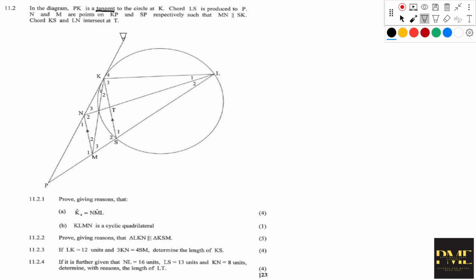Okay, so we've got chord LS is produced to P. M and N are points on KP and SP respectively, such that MN is parallel to SK. So M and N are found on SP and PK in such a way that SK is parallel to NM. That's a bonus for us there, because we start looking at corresponding angles, alternate angles.